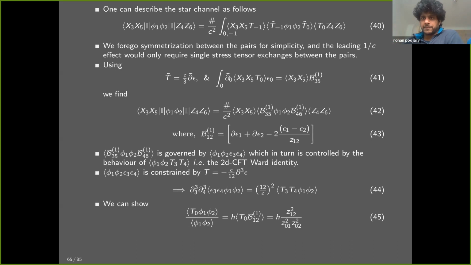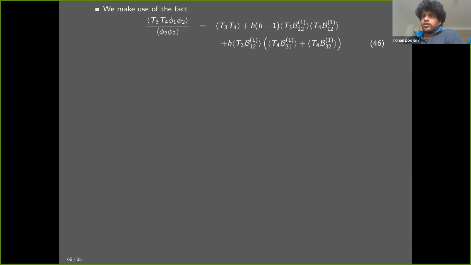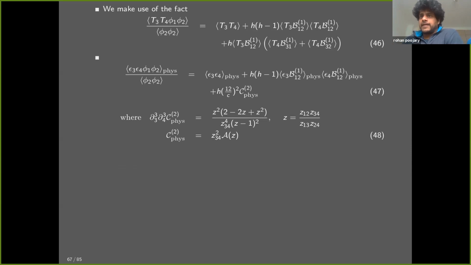We make use of the fact that the 4-point function of 2 stress tensor insertions in phi 1, phi 2 can be written out like this. Again, this is just rearranging a lot of terms, and it turns out that the epsilon phi 4-point function is basically given by this quantity.